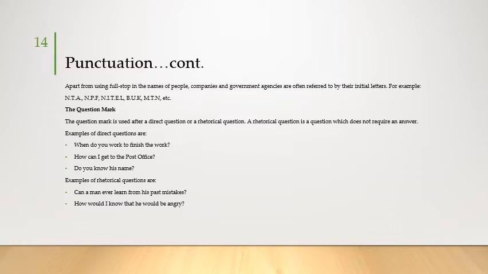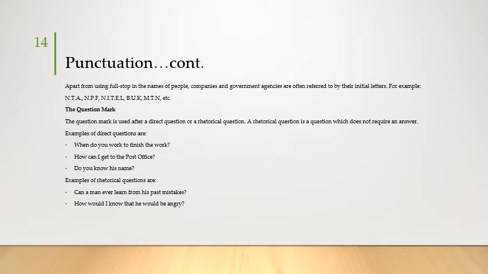When do you hope to finish the work? Something like that. When do you hope to finish the work? How can I get to the post office? Do you know his name? These are examples of direct questions.